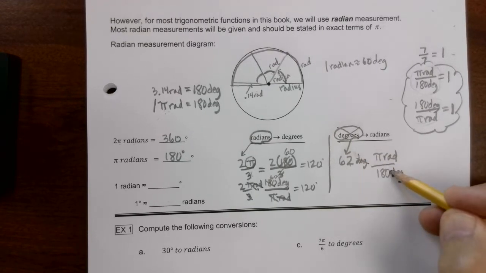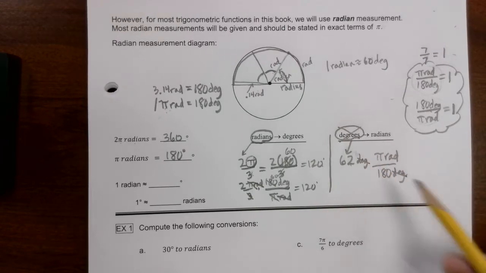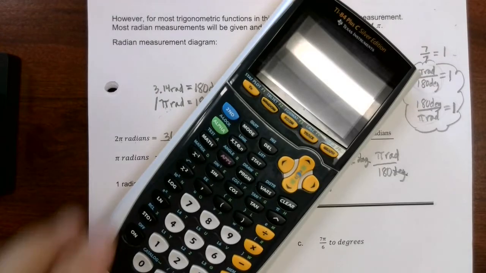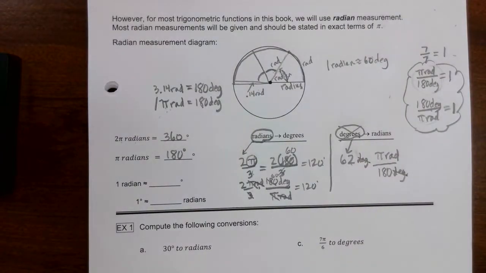These degrees will cancel. Well, this is a mess. Exactly. That's what these are good for, when it gets messy. So I'm just going to go ahead and take this. I'm not going to show it to you. I'm just going to talk you through it. We're going to go 62 times. Now I see that it's times pi. I'm just going to type in 3.14, and then I'm going to divide that by 180.